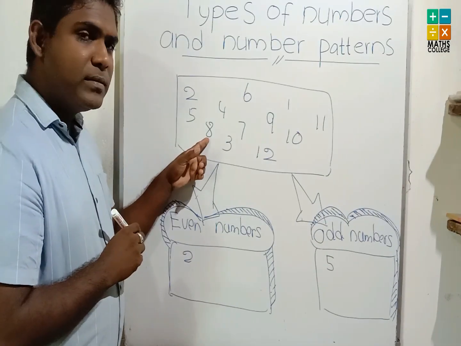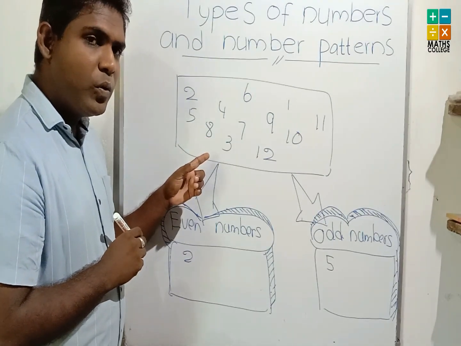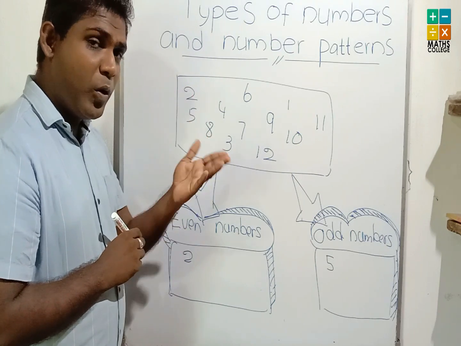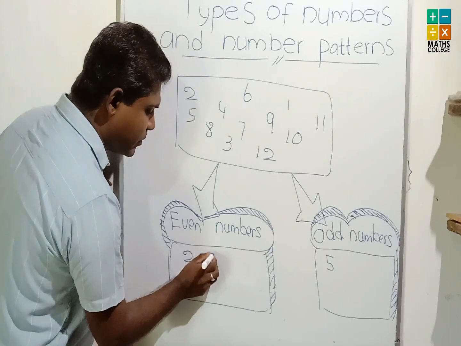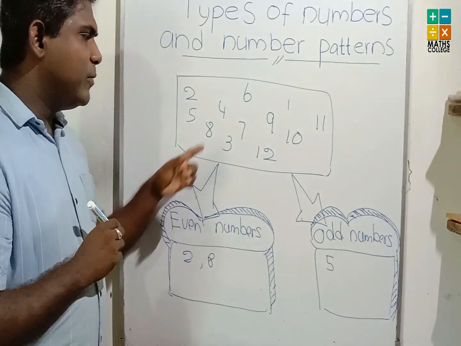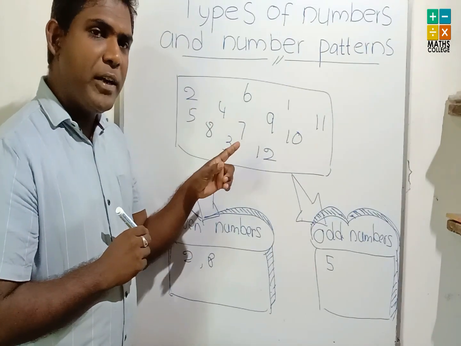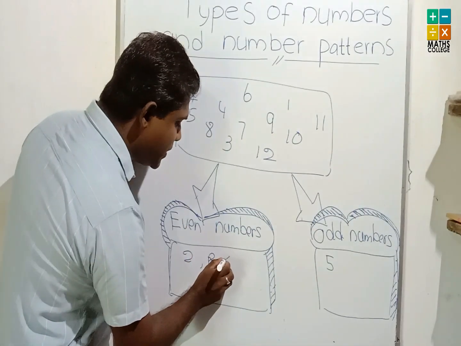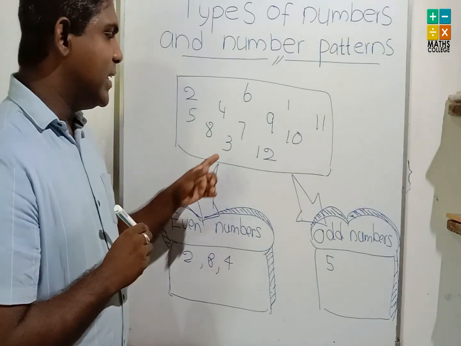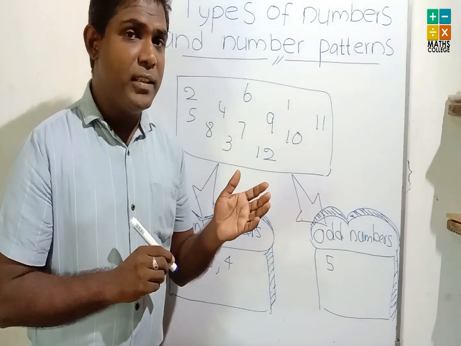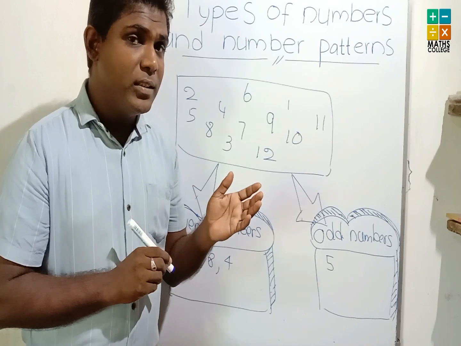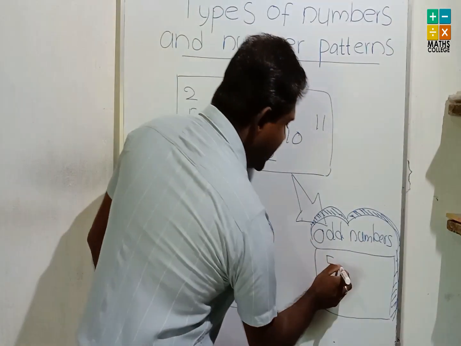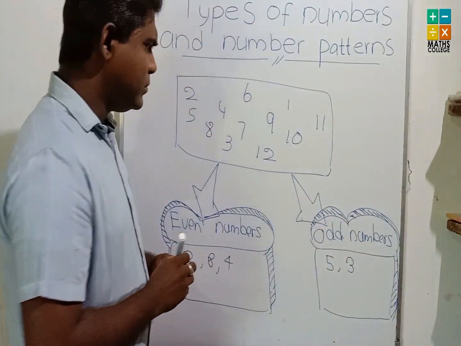Like this, 8 divided by 2, what is the answer? 8 divided by 2 is 4, no remainder. Therefore, 8 is an even number. Then 4, when divided by 2, the answer is 2, no remainder. 4 is an even number. Then consider 3. The answer is 1 and 1 remains. Therefore, 3 is an odd number.